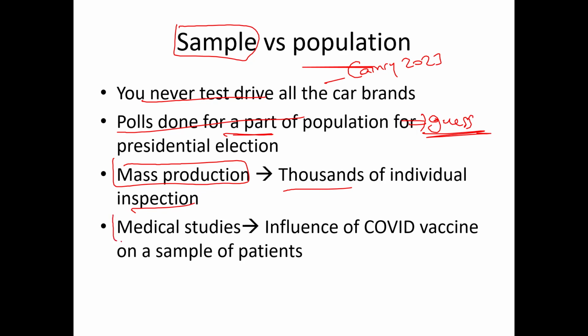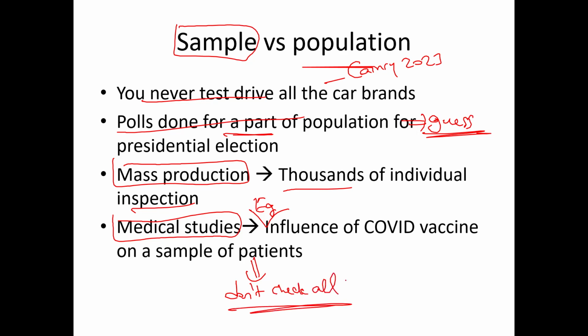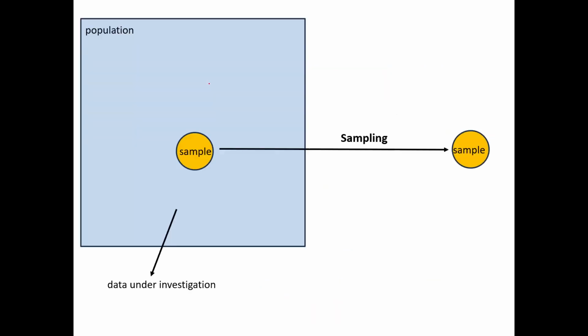And the last thing is that we have medical studies. I can give you an example: you are trying to look for the influence of the COVID vaccine on the patients. For this one, you don't check all patients. What you do is check just some of them, and then from this sample, you go to the whole. So that is some of the examples where we never go with the population.